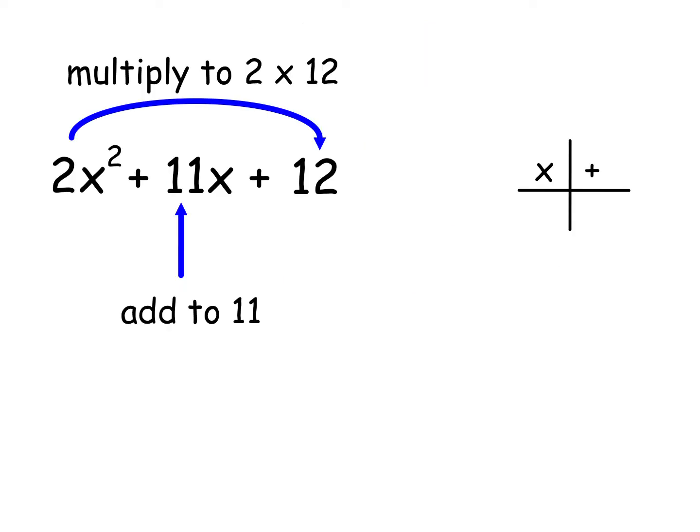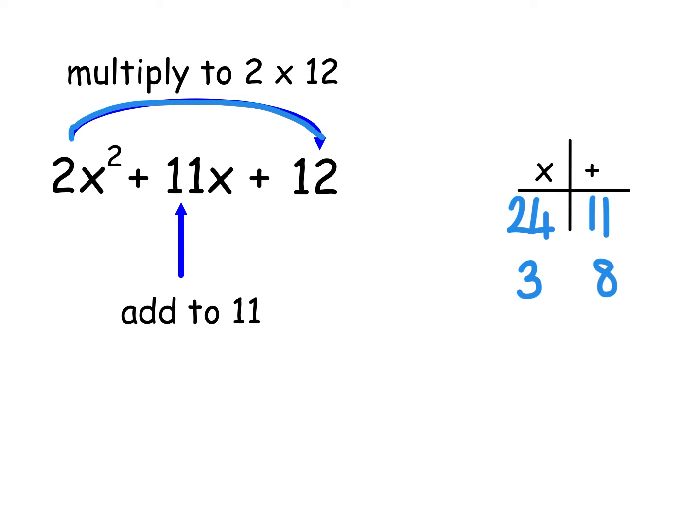So let's have a look. Here I have the trinomial 2x squared plus 11x plus 12. I am looking for numbers this time that multiply to 2 times 12, so the numbers are going to multiply to 24. And they're going to still add to the middle number, they're going to add to 11. So let's think of numbers that multiply to 24 and add to 11. Well, there's a 3 and an 8, isn't there? So we're going to use 3 and 8 here.